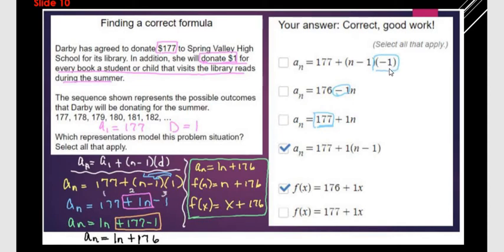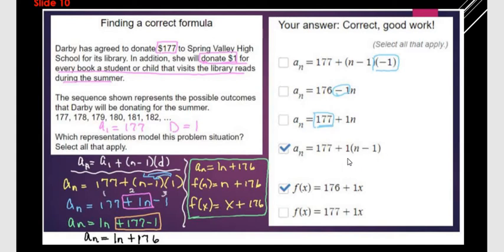This first one is automatically out. It has a common difference of -1. Our common difference is 1, not -1. Then when I look at this right here, I see that this is a minus 1n. Well, we know this is a positive, so it cannot be a negative. And then when I look over here, this is a 176. They said it's 177. That's wrong.